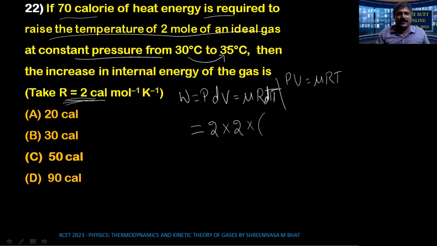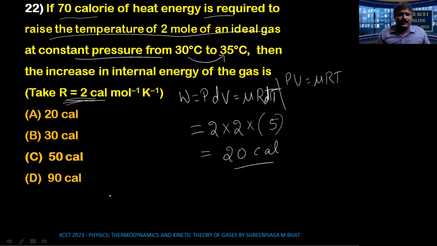From 30 to 35, it is 5. You may ask whether it is okay to take degrees Celsius. The difference in degrees Celsius and the difference on the Kelvin scale will be the same. 30 to 35, the difference is 5. In Kelvin also it will be 303 and 308, the difference comes to 5 only. So 2 into 2 into 5, 20 calories. So 20 calories is the work done, I can write dW also.